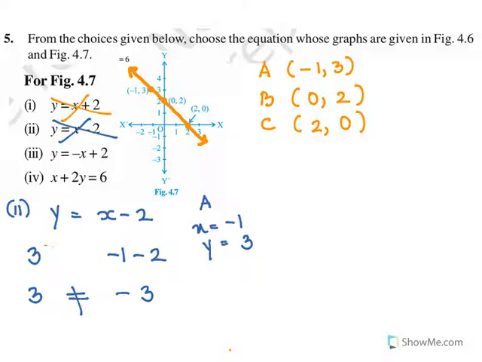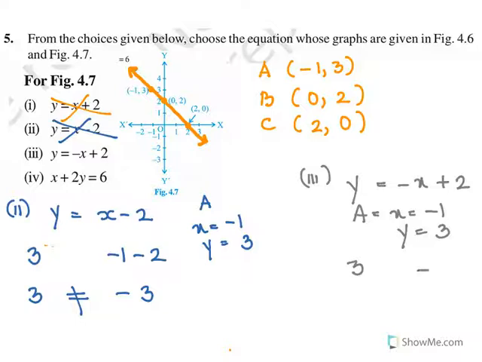Let's now check for the third one. For the third one, we have y equal to minus x plus 2. So we are checking for A, and for A we know our x is minus 1, y is 3. So let's check. For y we'll put 3, and for x it is minus of minus 1 plus 2. So this is 3 and this is 3. Oh yes, it is equal.